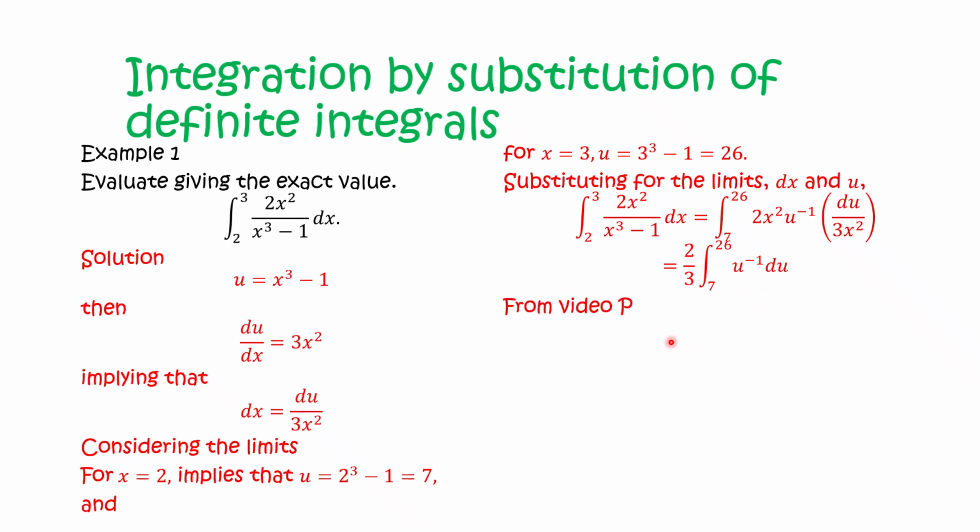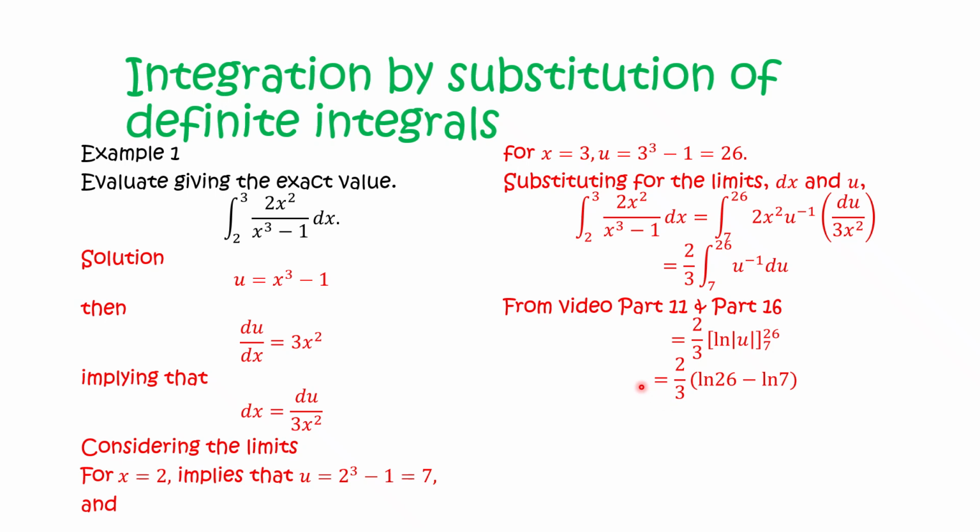So with that, we know from our previous videos that involved the natural log, integration with the natural log. That would then mean that we are going to have 2 over 3 times the natural log of the modulus function of u, with the limits from 7 to 26. And I encourage you to check out our videos, part 11 and part 16 of the integration series. We cover such problems in great detail.